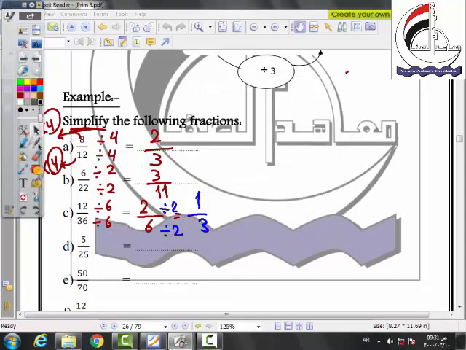5 over 25. What is the greatest common table between 5 and 25? We will find 5. Divide by 5 up, divide by 5 down. 5 divided by 5 equals 1. 25 divided by 5 equals 5. 50 over 70. We have 0 here and 0 here. We can divide by 10 up and down. 50 divided by 10 is 5, and 70 divided by 10 is 7.